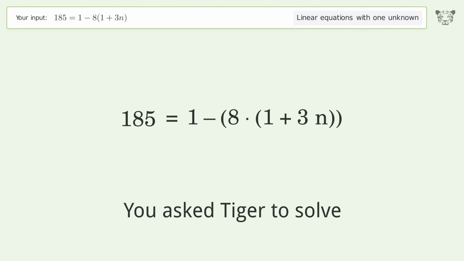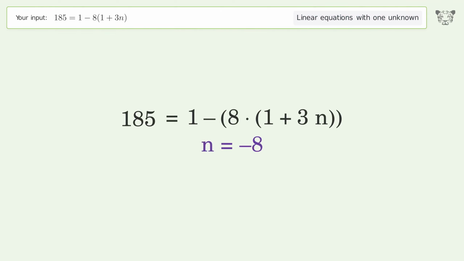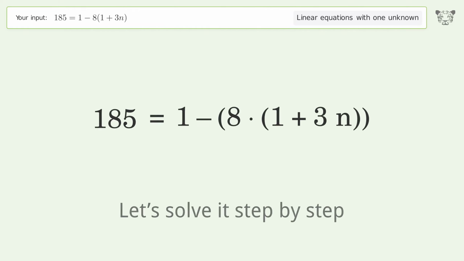You ask Tiger to solve this. This deals with linear equations with one unknown. The final result is n equals -8. Let's solve it step by step.